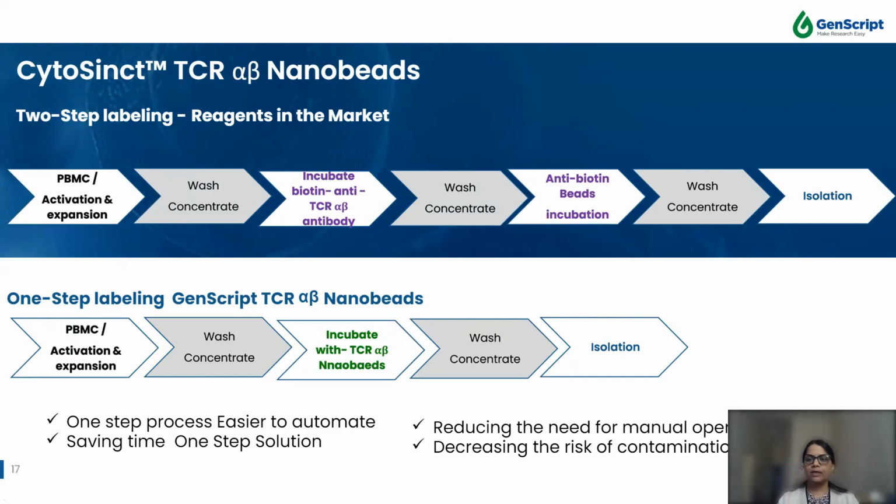Currently, reagents available in the market for supporting TCR alpha beta depletion typically involve indirect labeling, in which they first label with the antibody, then include an intermediate washing step, then label with the bead and wash again. The advantage of direct labeling is that it reduces your steps, makes the process smooth, reduces the time, and streamlines it into a one-step process. So it's easy for automation and also decreases the risk of contamination.